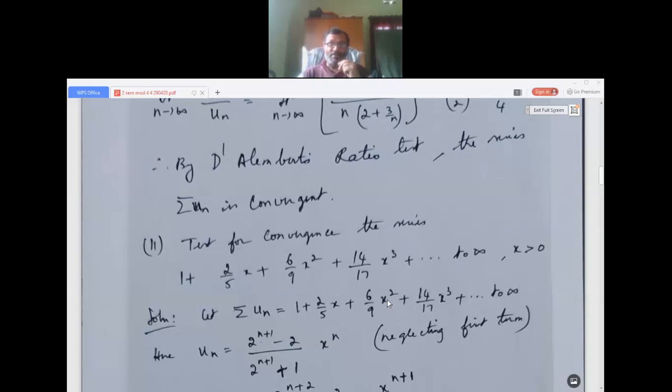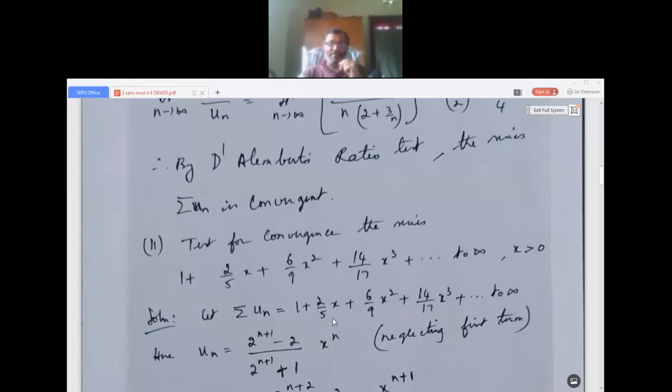Put n equals 3. Okay, if you want n equals 3, same thing, same method. Put n equals 3. So what do you get? 3 means 3 plus 1, 4. 2 power 4 is 16. 16 minus 2 is 14. 3 plus 1, 4. 2 power 4 is 16. 16 plus 1 is 17. Then n is 3.